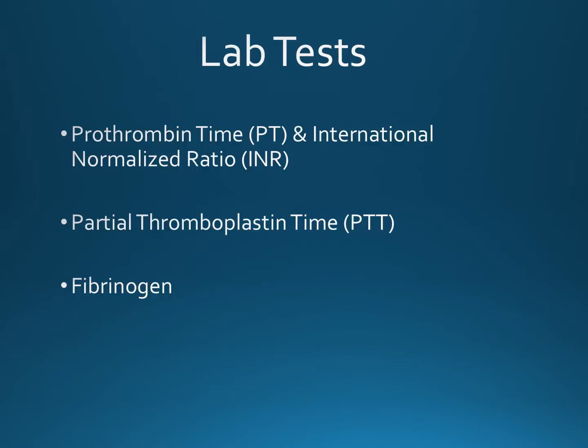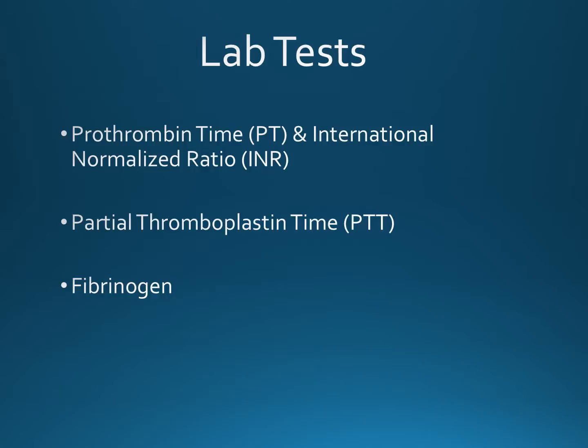To shorten that time, activators have been added to the PTT reagents, and this shortened time is called activated PTT, or APTT, with the normal value of 30 to 40 seconds. And this is the one that is more commonly used in the hospital, the APTT. Both of these are used to monitor the therapeutic ranges of patients taking the anticoagulant heparin, and the therapeutic values are again about 1.5 to 2.5 times normal.